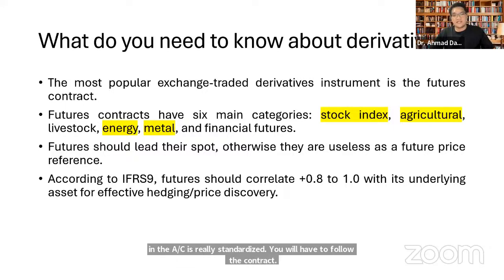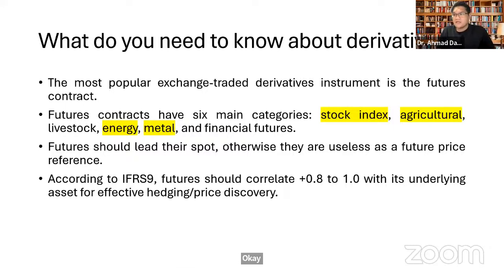Okay, so for the exchange traded derivative instrument, the most popular and I would say mostly traded in the exchange is futures. I would say there are six main categories of futures contracts. The first is stock index, as in our KLCI futures. If we are talking about foreign stock indexes, we can say mini Dow, S&P 500, Hang Seng, H-shares, what else? MSCI. Those are stock index futures contracts.